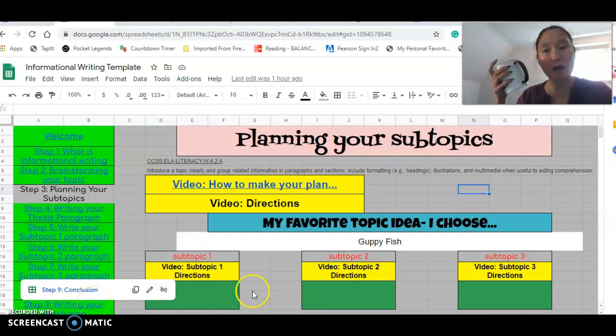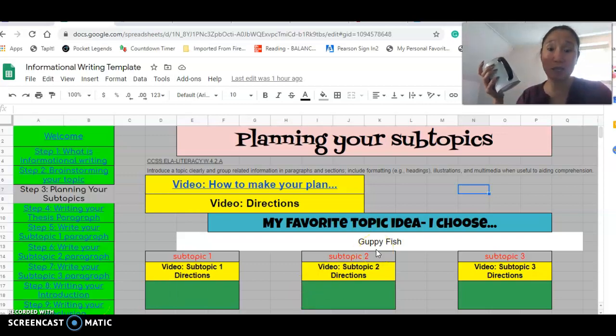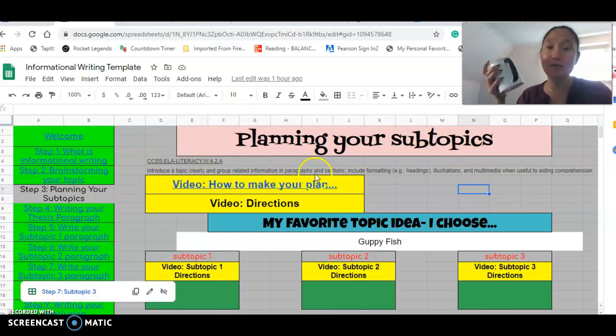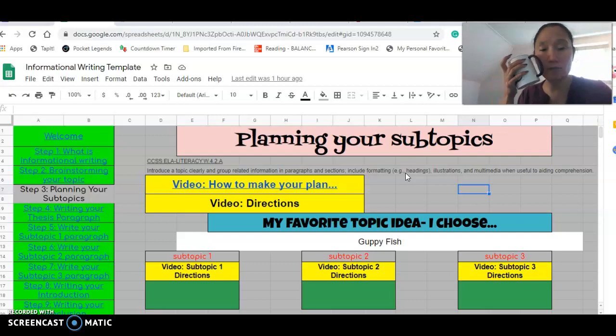Okay, so we are here making a plan, and if you're looking at the standard here, you need to be able to introduce that topic. We're not introducing it yet, but you are planning that topic because you need to start figuring out how you are going to group your information, how you are going to research it. What sections will you have?